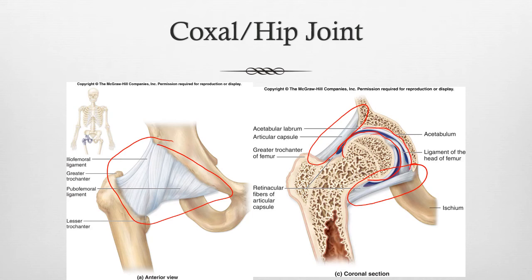And so we have these structures that are there that are going to allow for that movement. But as you can see, that joint, the head goes a lot further into the joint itself, into the socket, which limits the amount of movement that the hip can do compared to that of the shoulder.